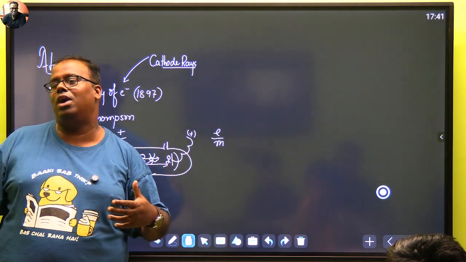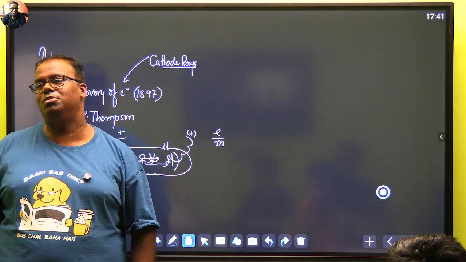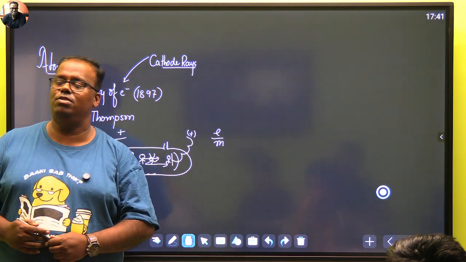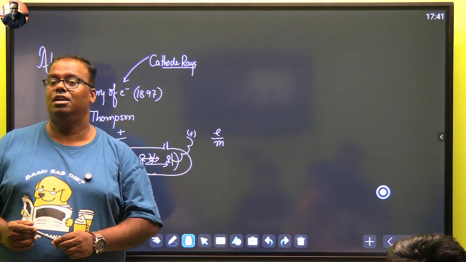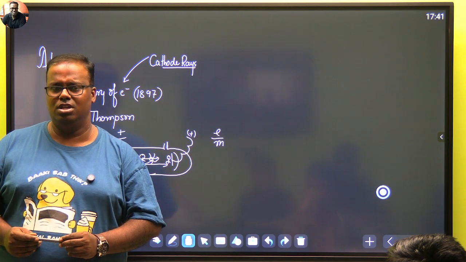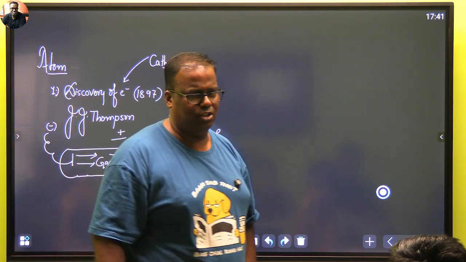इन्हीं rays को आगे जाके J.J. Thomson gave them a name. And the name he gave was that these are electrons. He gave the name as electrons. J.J. Thomson बहुत चालाक आदमी था actually.